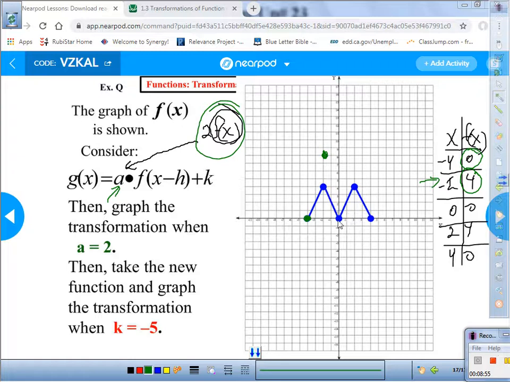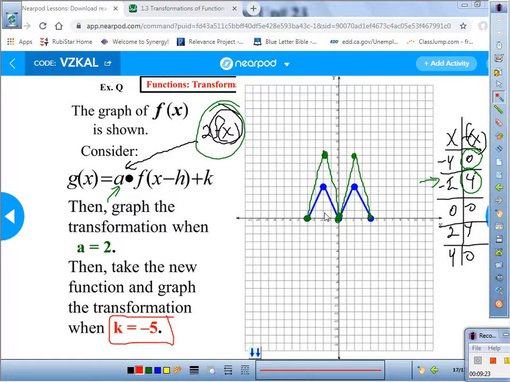Next, 0, 0. Next one, f of x is 4, so that becomes what? 8. And the last one, 0 times 2 is 0. So my first transformation is right there. Are we there so far? However, I want to continue to the next transformation of this one, of the green one. Now the last transformation is to do what?